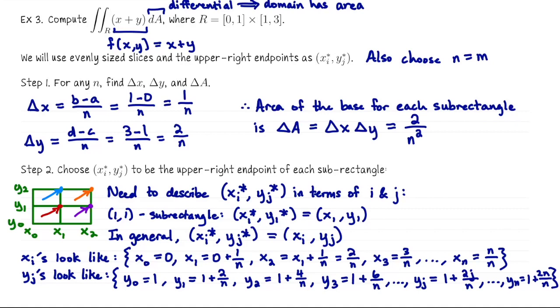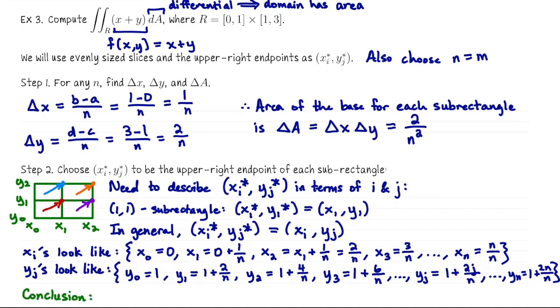Okay, this means that we can say a little bit more about xi star, yj star. It's xi, yj, but now we have more specific coordinates for those. So our conclusion is that xi star, yj star, we first simplified to xi, yj, and we're simplifying it further now to i over n, that was the pattern for the xi's, 1 plus 2j over n for the yj's. So those are the points that we're going to plug into the function in order to compute the heights of the prisms that we use to estimate the volume.